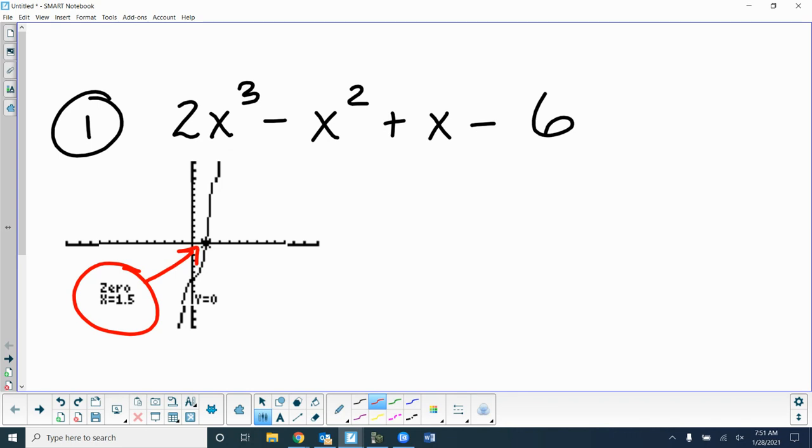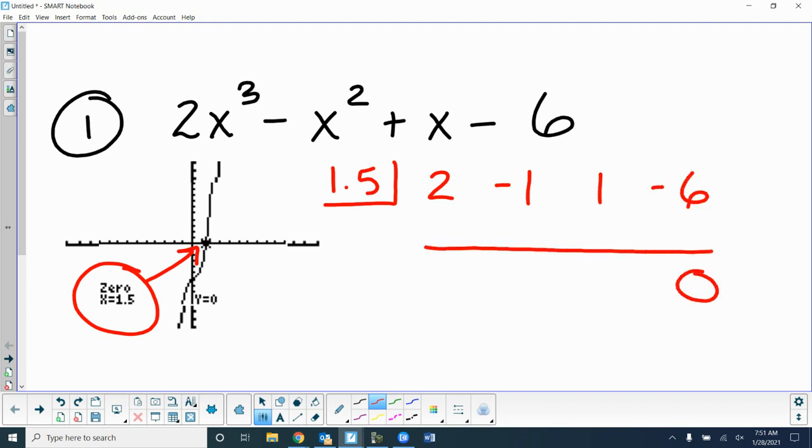So now, to figure out the other 2, the imaginary ones, I'm going to have to do the synthetic division. So I put my 1.5 in the little corner, and I got a 3, 2, a 1, and a constant, so I don't have to add any zeros. And I'm going to get a 0 here. If I don't, then I did something wrong. Okay, the calculator told us what the 0 is, so it's supposed to work.